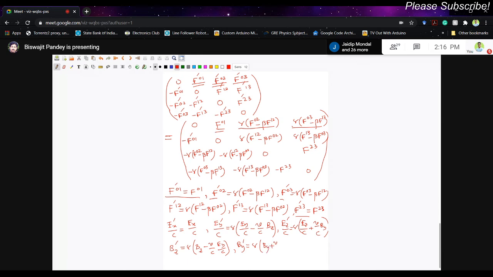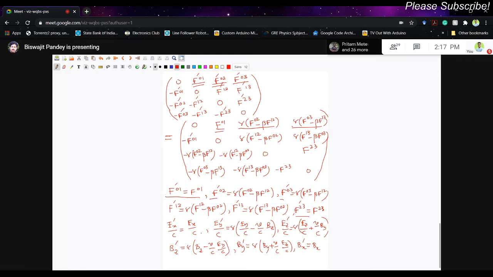Plus V by C, and then what is that? Ez by C. V by C, Ez by C. So this is antisymmetric, meaning F02 and F20 have equal magnitude but the opposite sign, right? So V by C, Ez by C, and the last one is simply Bx prime is equal to Bx, right?